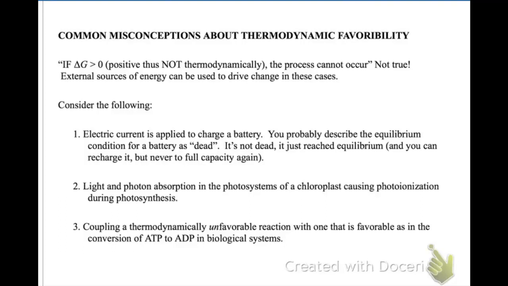Light and photon absorption in the photosystems of a chloroplast causing photoionization during photosynthesis. These are sources of energy used to make that reaction go. You can couple a thermodynamically unfavored reaction with one that is favorable, and that's what's happening between ATP and ADP in biological systems.